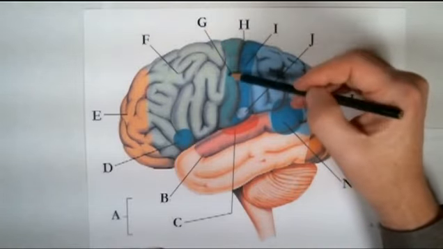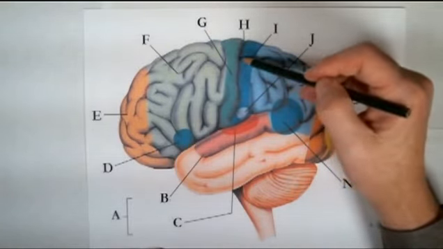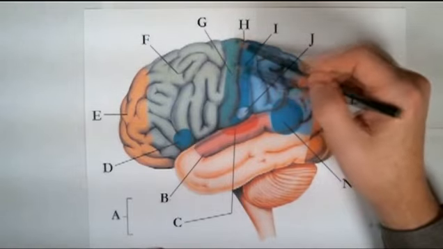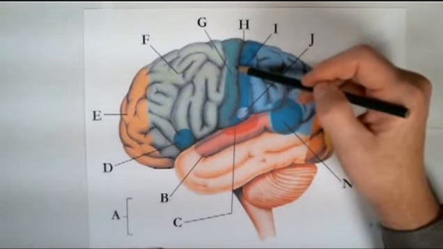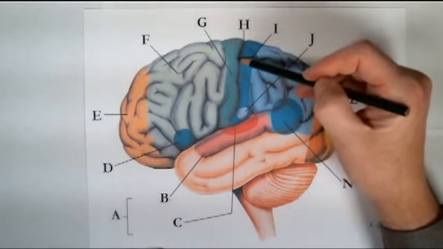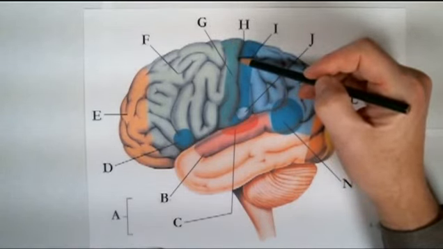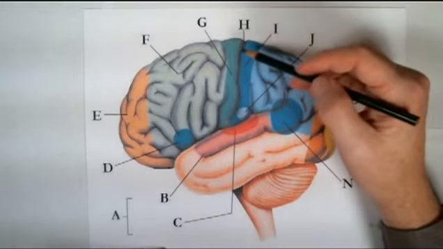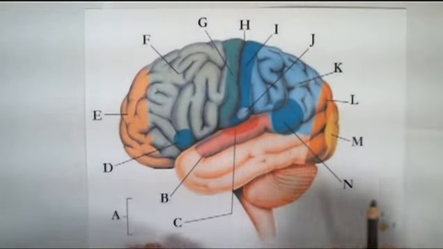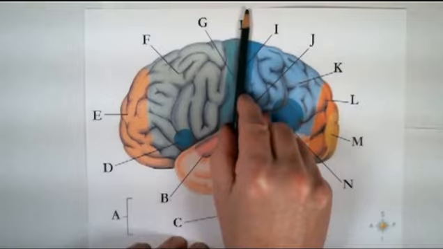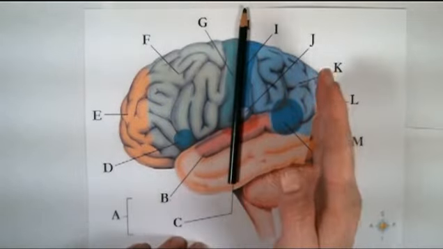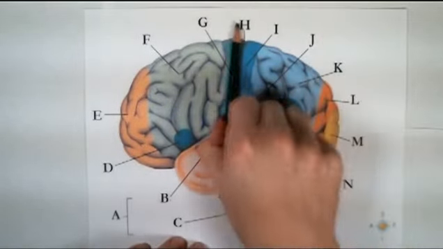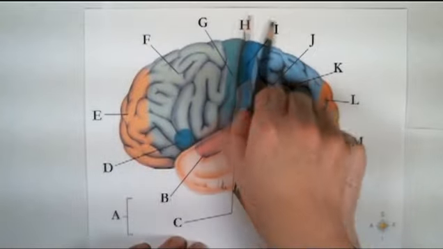Okay, so we have already talked about H being the central sulcus. Letter G is this gyrus that's here on the anterior side of the central sulcus. So letter G is the precentral gyrus, also called the primary somatic motor area. And I'm just going to take a moment to pause here. This sulcus really divides up your sensory versus your motor.